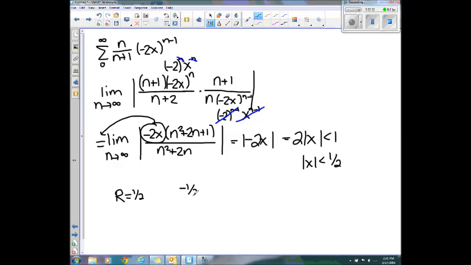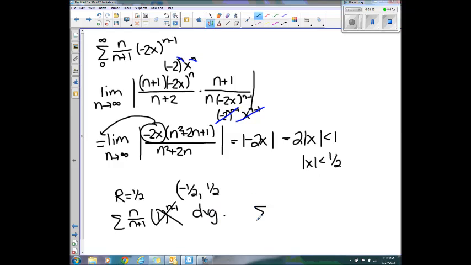I'm going to check the endpoints of negative 1/2 and positive 1/2. If I plug in negative 1/2 for x, negative 2 times negative 1/2 is 1, to the n minus 1 power. This is not even alternating because it's positive 1, this is just plain old 1 here. N over n plus 1, the nth term test tells us that's going to diverge because that limits to 1 instead of 0.